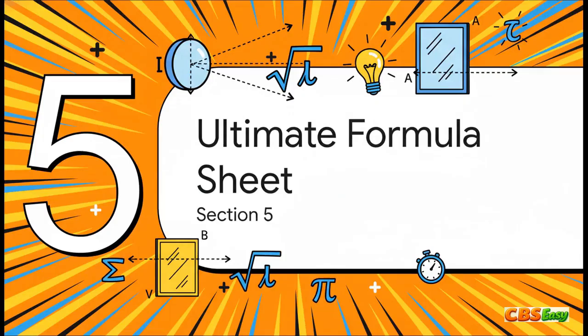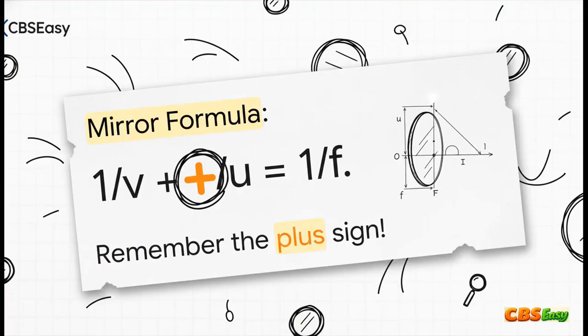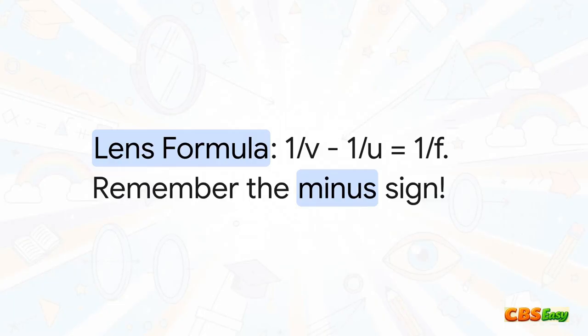Okay, time for the final sprint. Let's get all the essential formulas you need up on the screen. You might want to get ready to screenshot this. First, the mirror formula. Take a look. Notice that big plus sign between the 1 over v and 1 over u? And remember, when you plug in your numbers for v, u, and f, you have to use the sign convention we just talked about. Absolutely crucial. Next up, the lens formula. It looks almost the same, but spot the difference? It's a minus sign. This is such a common place to make a mistake, so just lock it in your brain right now. Mirror is plus, lens is minus.